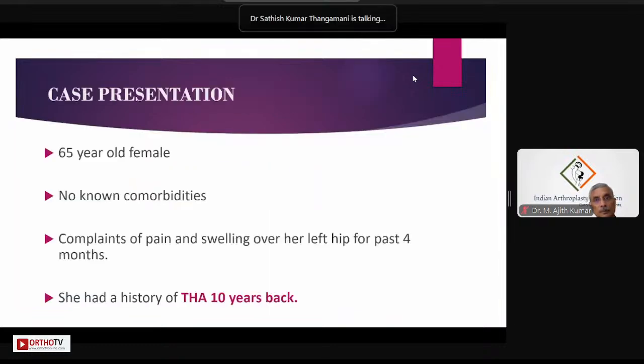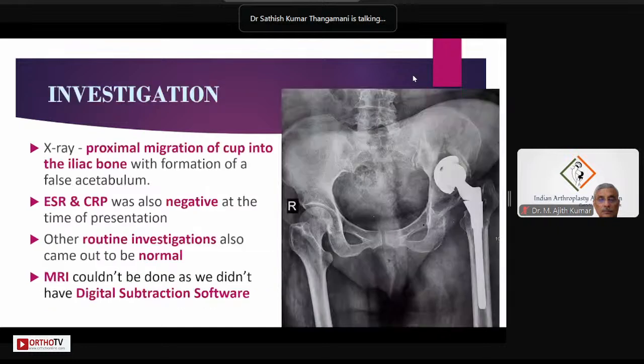So, a 65-year-old female with no known comorbidities presented with complaint of pain and swelling over the left hip for the past 4 months. She had a history of total hip arthroplasty done some 10 years back, but she did not have any records on hand as all the records were lost in a flood. So this was the X-ray with which she presented to us.